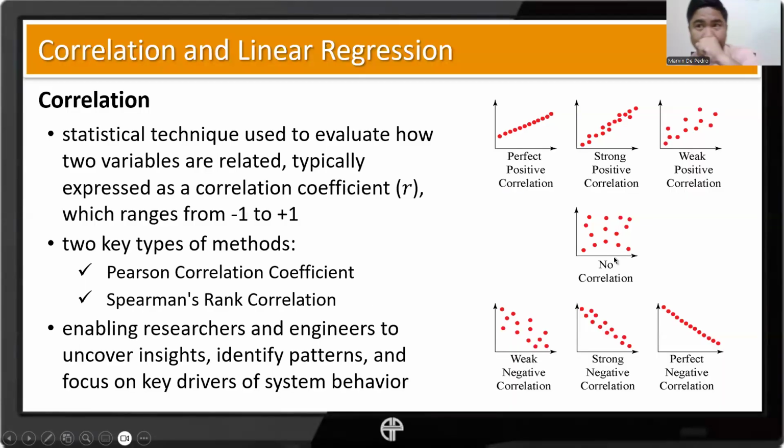So correlation is basically the statistical technique used to evaluate how two variables are related. Two variables, more often the independent and then the dependent. Typically, we express it as a correlation coefficient R, which ranges from -1 to +1. As you have noticed on the right side, we have different types of correlation: the positive ones and the negative ones.